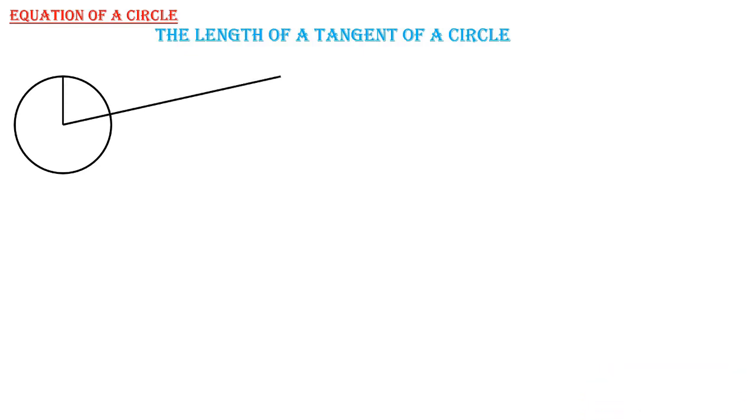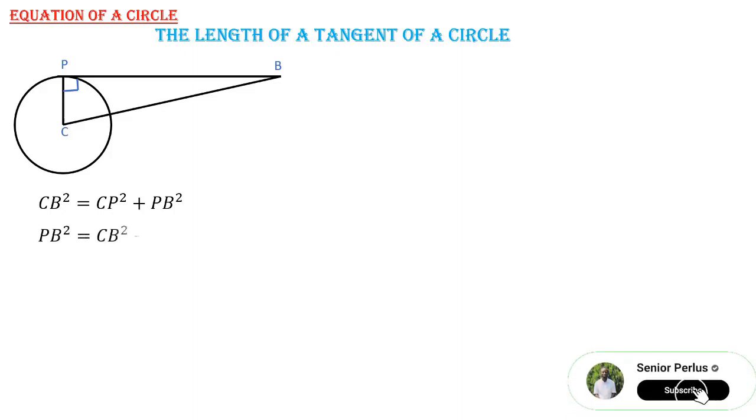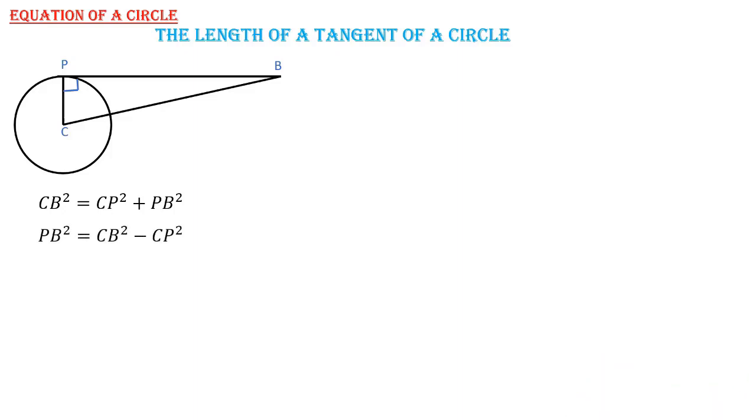So let's draw our line. And this is my tangent. The line that touches the circle is the tangent. Good. So we use the Pythagorean theorem to prove this. We know that the longest side, the hypotenuse, CB square equals CP square plus PB square. We are looking for the tangent, so let's make PB square the subject.